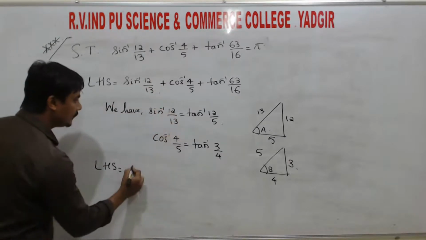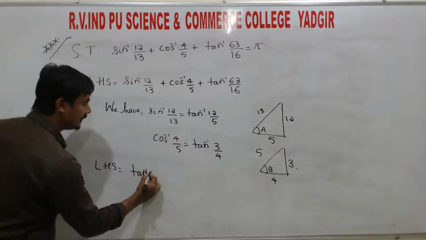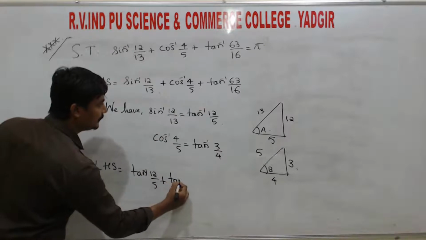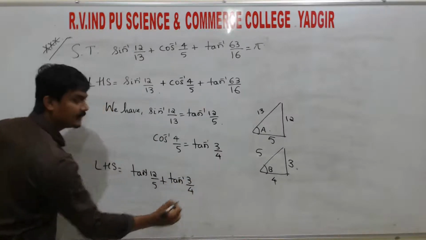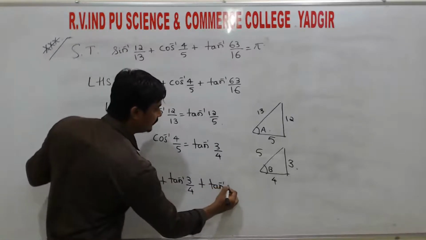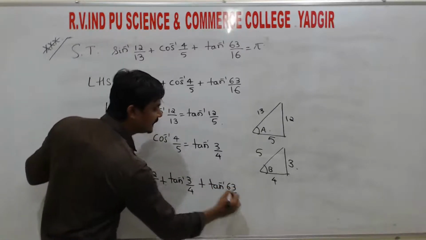So sin inverse 12 by 13 will become what, dear students? Tan inverse 12 by 5. Cos inverse 4 by 5 will become what, dear students? Tan inverse of 3 by 4 plus tan inverse of 63 divided by 16.